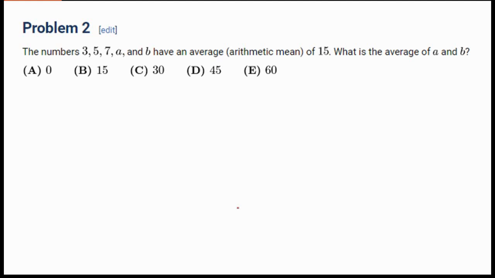Problem 2. The numbers 3, 5, 7, A and B have an average of 15. What is the average of A and B? For problems like these, we want to figure out A and B as soon as possible. This means we need to make an equation involving them. In order to calculate the average of a set of numbers, we take the sum and divide it by the amount of numbers in the set. Using this information, we can come up with an equation involving A and B. Here, we took the sum of these 5 numbers and divide by 5 to get 15, which is the average.